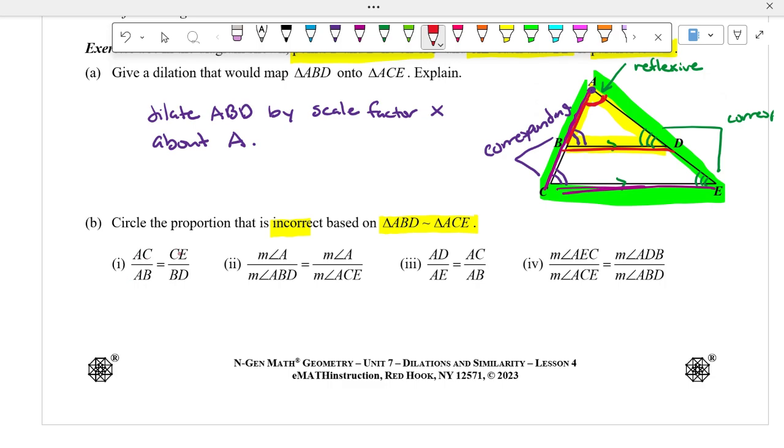So are AC and CE on the same triangle? Yes. Are AB and BD on the same triangle? Yes. So that proportion's correct. Now, this next proportion, angle A and angle A, it's obviously on the two triangles, so we know that those two match up. But angle ABD, so ABD is this purple angle right here, and angle ACE is this purple angle right here. Do those two match up? Yeah. So that proportion's correct.